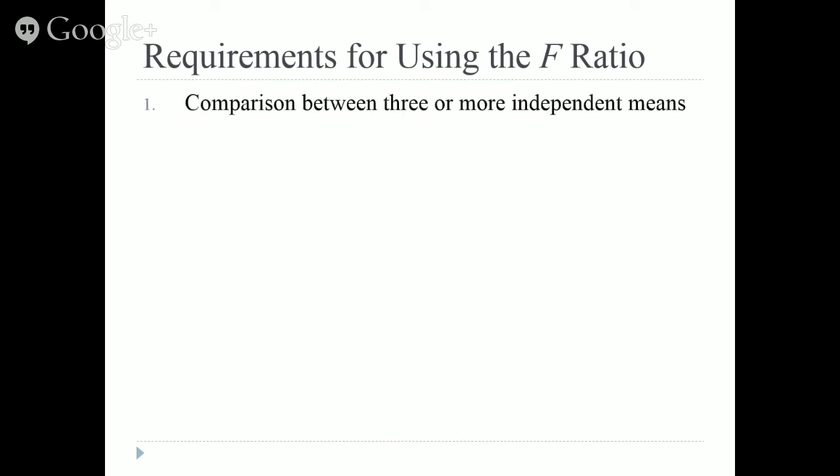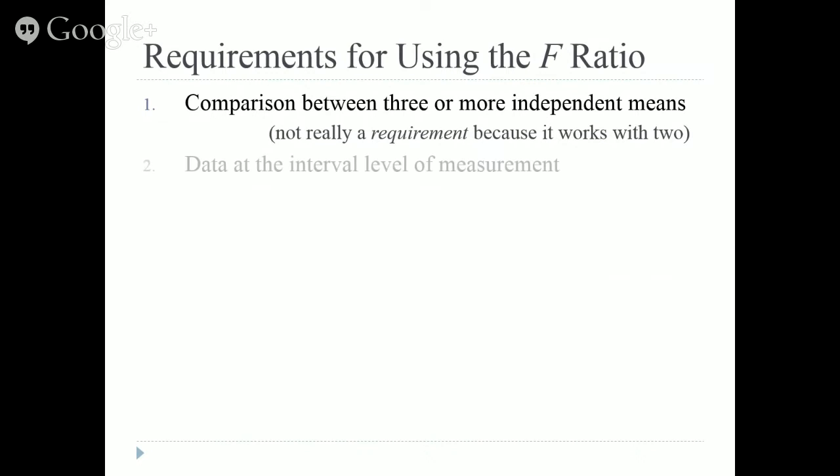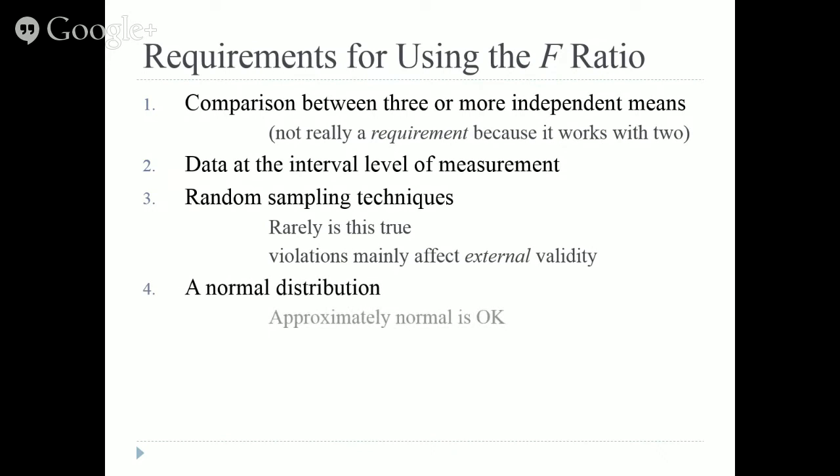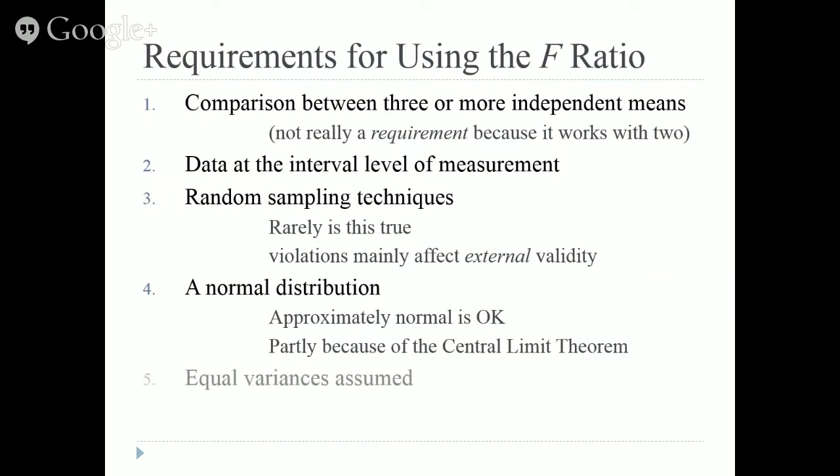This is bad timing. So to use the F ratio, in other words, to do an analysis of variance, first of all, we need a comparison between means. The data have to be interval level, so they have to be numeric, not ordinal. In general, you should use random sampling, but all that really means is that if you don't do that, then you have a more difficult time generalizing beyond your sample, which isn't really the same as saying you have a difficult time talking about differences among your means, because that's kind of separate, right? External validity. And you need a normal distribution in each of your groups, but approximately normal is okay, partly because of the central limit theorem.